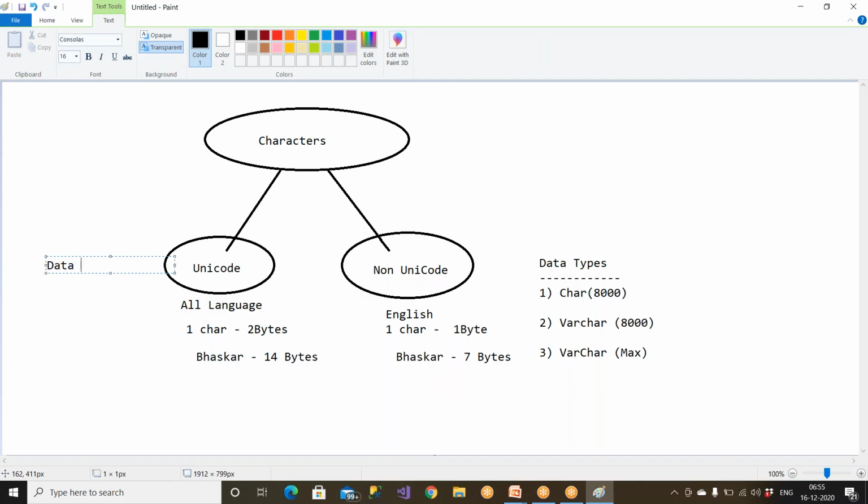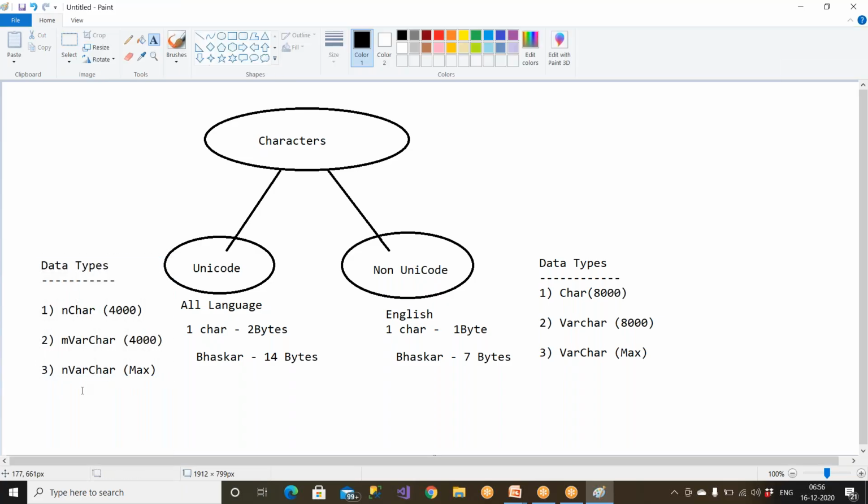But I want to have Unicode data types as well. So in this case, there are a few more data types to store all languages' data. The first one is called nchar, which can hold 4,000 characters. The second one is called nvarchar. N stands for national char, national varchar, with 4,000 maximum characters. You can use it. And if you want to store more than 4,000, then you can go for max, nvarchar max. These are the three data types given by Microsoft.